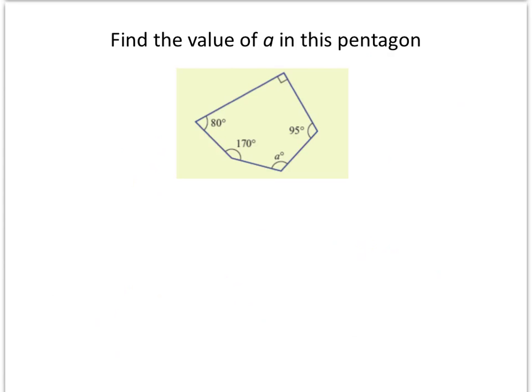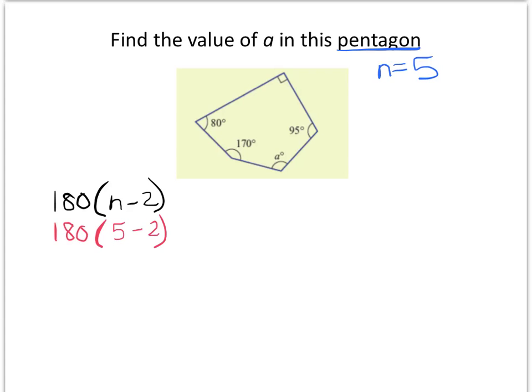Okay, and in this question we need to find the value of A in this pentagon. In order to work this out, we need to know what the sum of angles in a pentagon is. You might remember this and you might not. If you don't remember, again, just use the formula 180 times (n minus 2). N in this case is 5 because we have a pentagon. So 180 times (5 minus 2), so 180 times 3, which is 540 degrees. All 5 of those angles must equal 540 degrees.